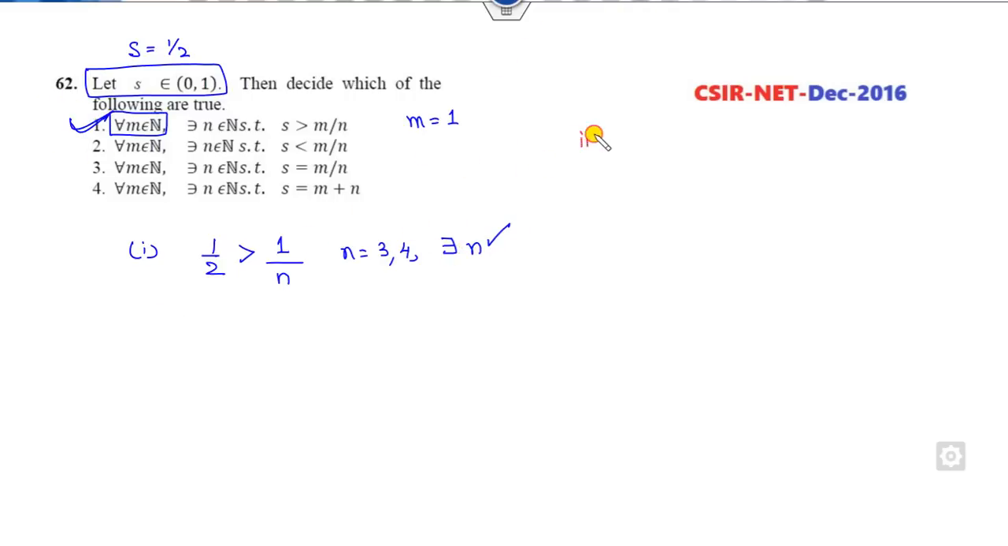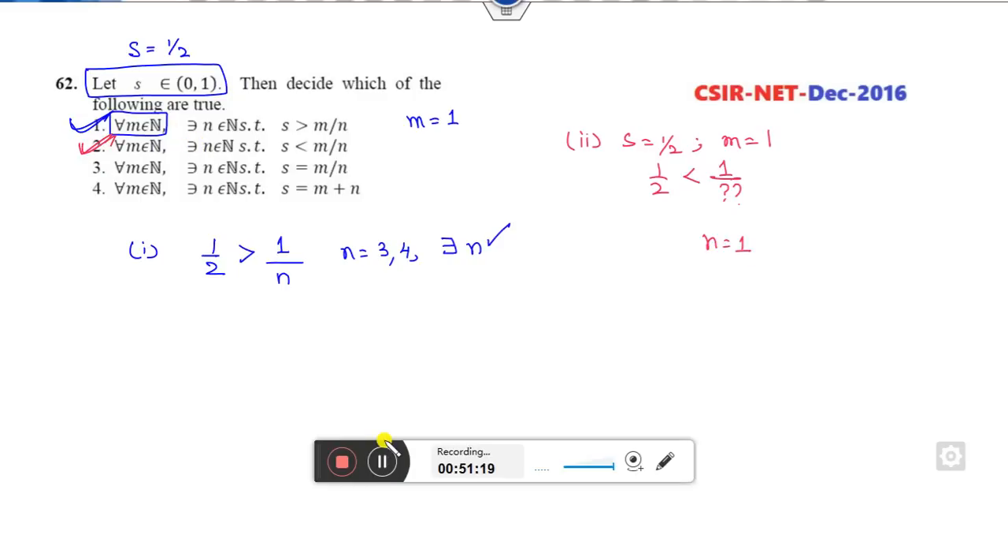Look at the second option. Again, I can consider S as half, M as 1, so half is less than 1 over N. Can you think about this? Again, if you take N as 1, then there exists one here. So this is also correct. Now look at the third option.